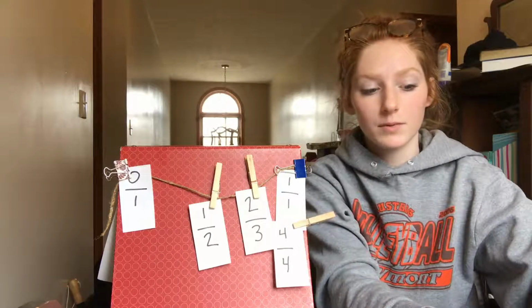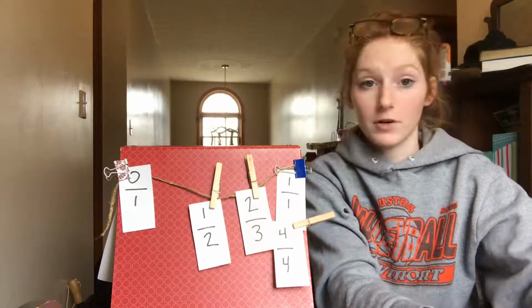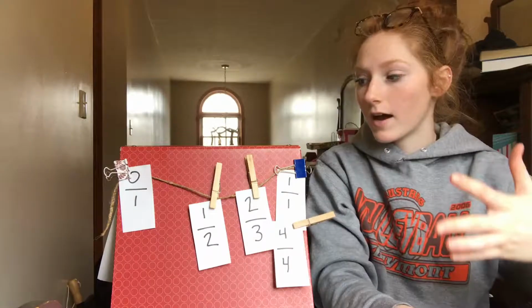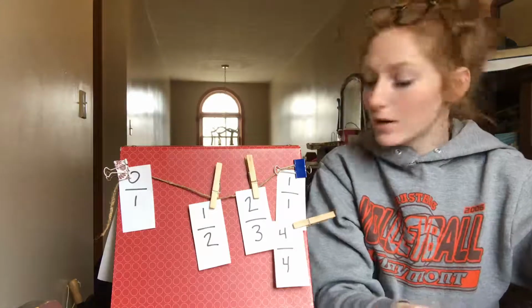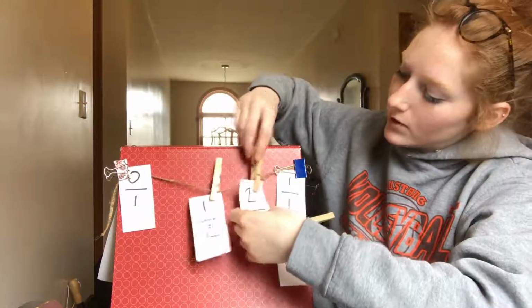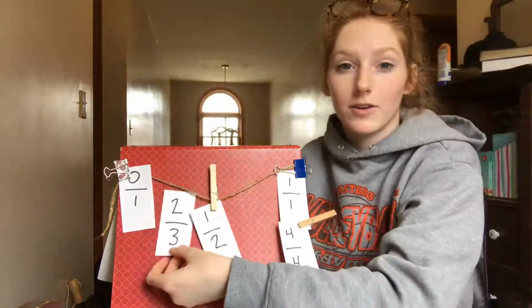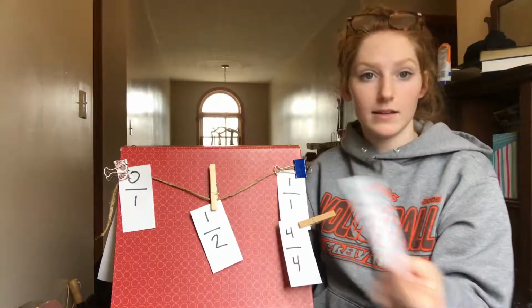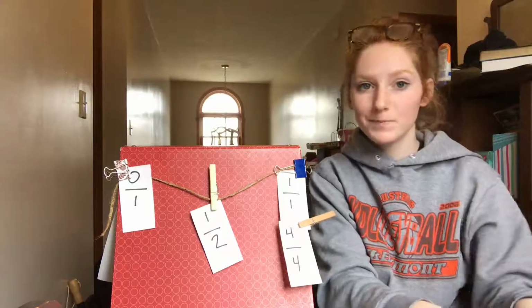Now, if a student was completely off, I would correct that as it's happening, so that it doesn't mess up other people. So like if someone put 2/3 over here, that could confuse other students, and I wouldn't want that. So I would correct that then and explain to them why. So that's my activity.